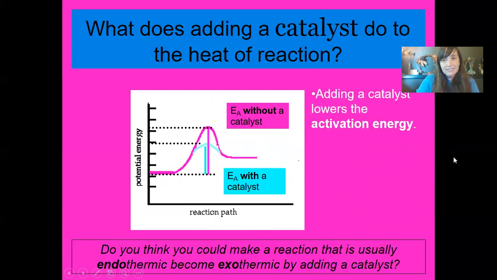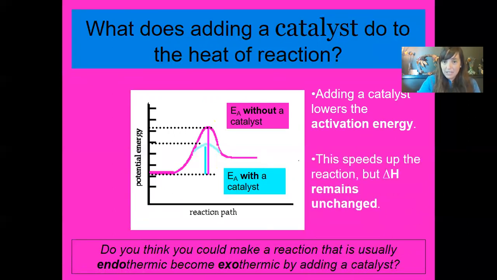So adding a catalyst, as you know, lowers the activation energy. This speeds up the reaction, but you'll notice what it didn't change. It didn't change the energy of the products or the energy of the reactants. So overall, this minus this, the heat of reaction or the enthalpy of the reaction remains unchanged. So do you think you could take a reaction that's usually endothermic and make it become exothermic by adding a catalyst? No, you cannot. A catalyst only changes the activation energy. It doesn't change the overall enthalpy of the reaction.